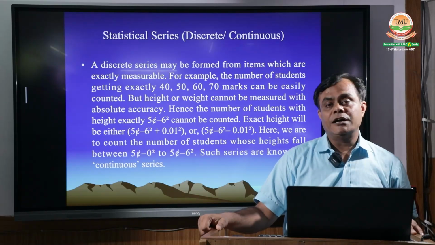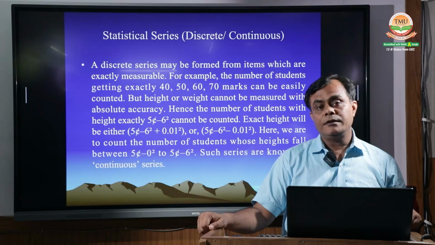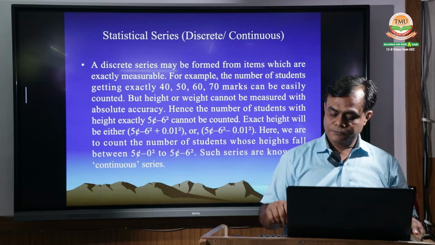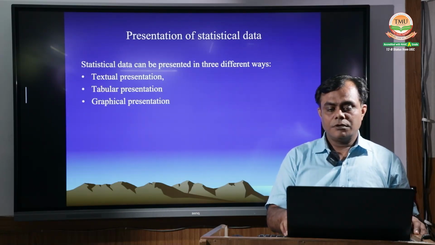So if we are using such a type of formula in the series, that type of series is known as the continuous series. The next type of series is discontinuous.